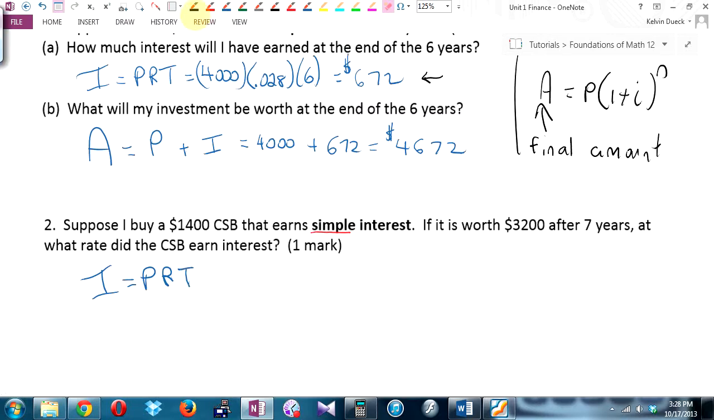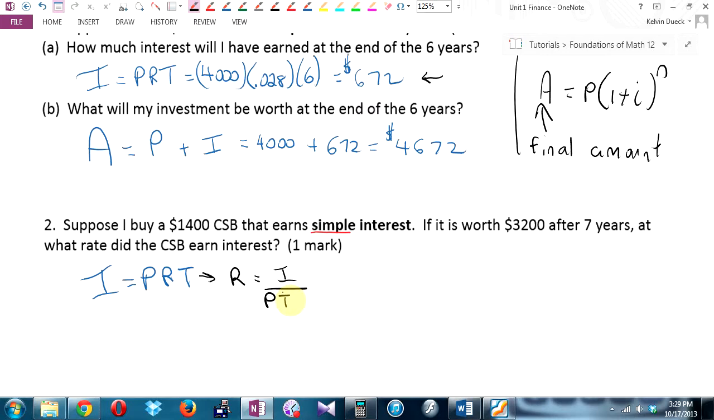Here's what I'm hearing from you, kiddo. I think what you're saying is, Mr. Dueck, this equation could be written like this, because you told me I could get the R by itself by dividing by P and dividing by T. Let me pause and let that sink in. With me? Yeah. Thumbs up?